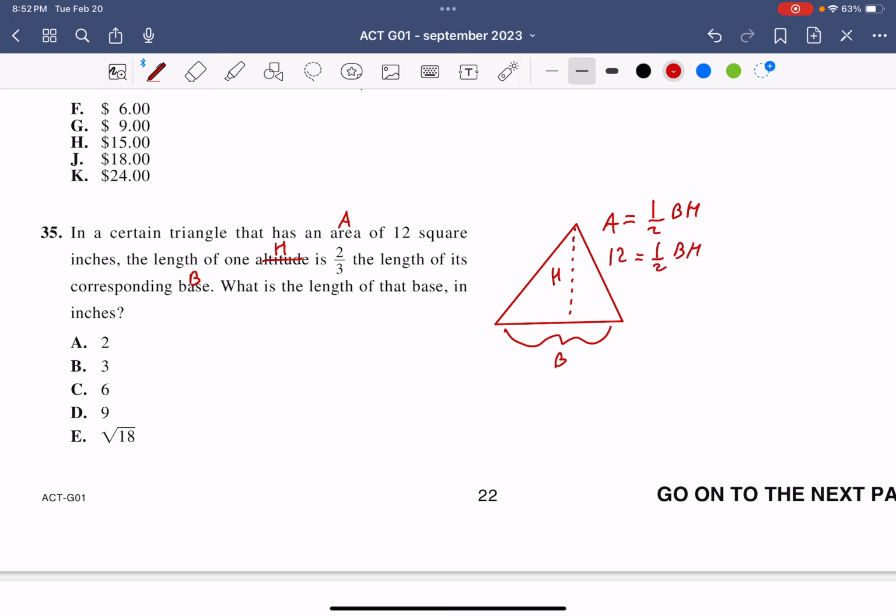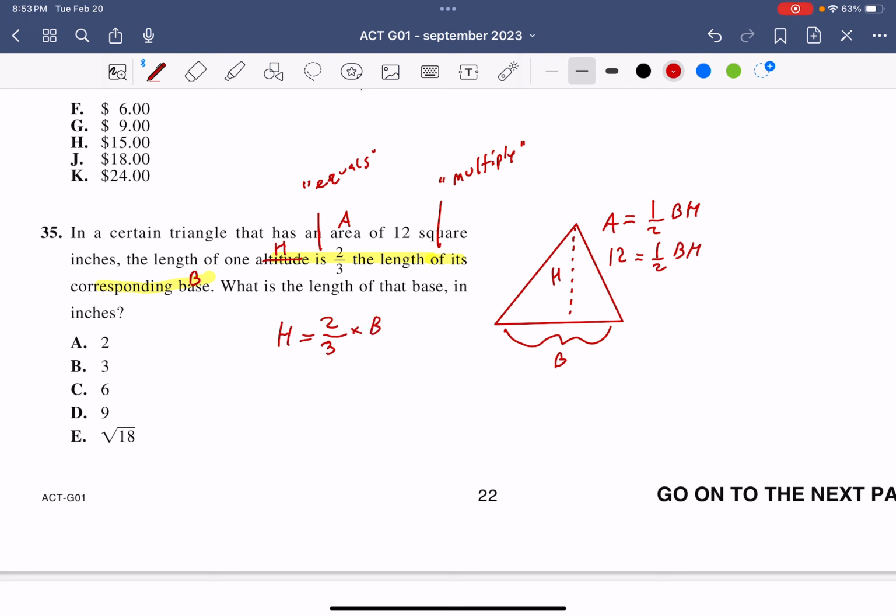Now at this point we can't do anything because we don't know B and H, but we are given a relation. We're told H is 2/3 of the length of B. So this is a direct translation. So how do I do this? Well, when you see the word is, just think equals. And when you see the word of, think multiply. And then you can pretty much translate this left to right. So H equals 2/3 of, meaning multiply, the base, B.